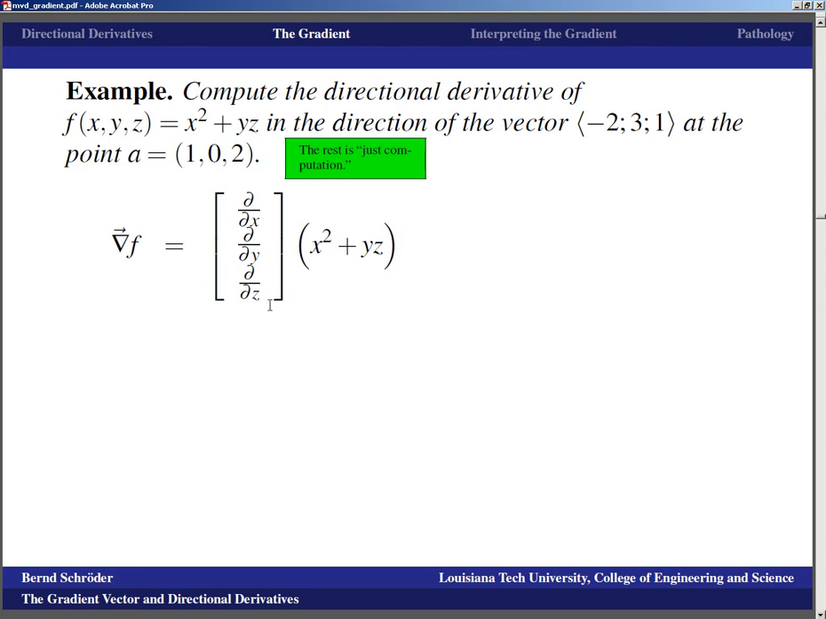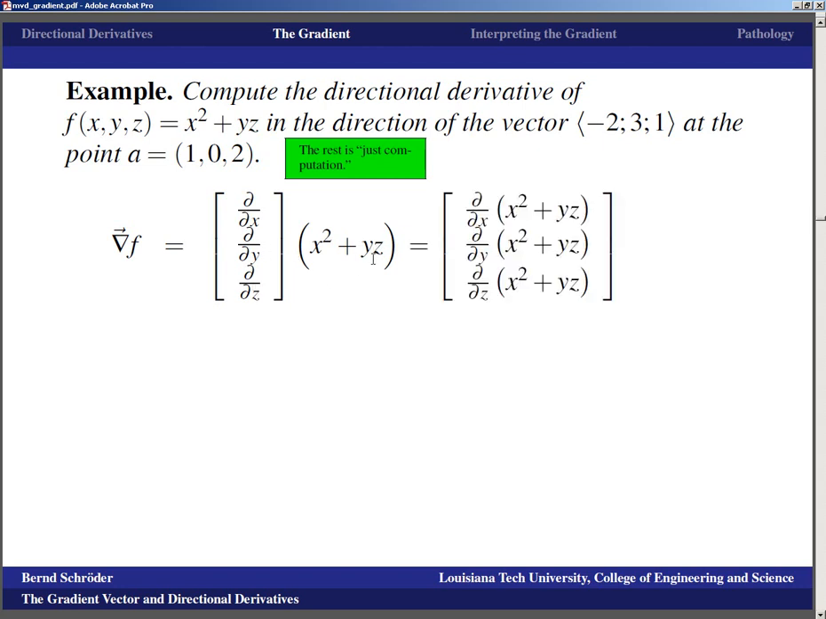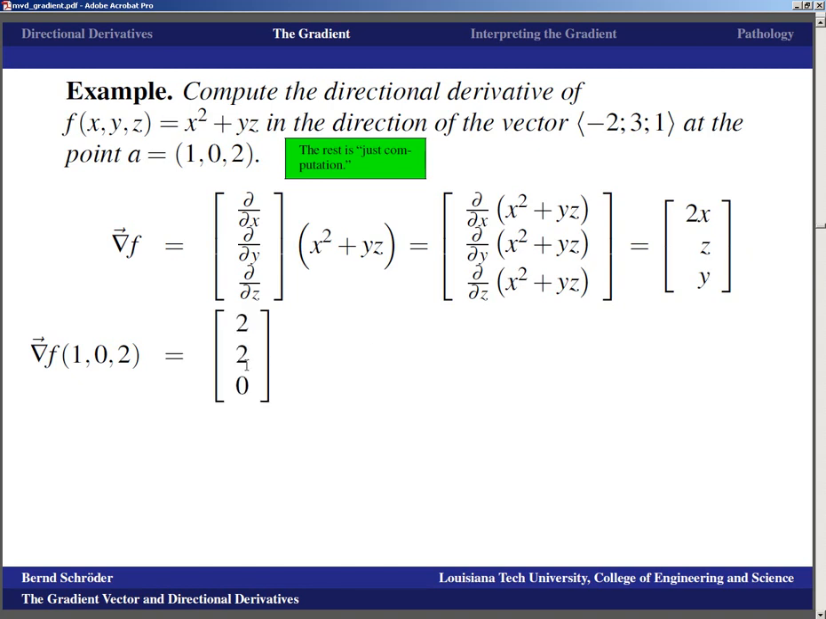Here, we're just going to compute, and what is this? Well, the x derivative is 2x, the y derivative is z, the z derivative is y. So we take those derivatives, just scalar multiplication, only that it happens from the right here, which technically is a little bit unclean, but hey, we can do that. And then it's 2x, z, and y. We need the gradient at the point 1, 0, 2. Well, 2 times 1 is 2, 2 is 2, and 0 is 0, so this is 2, 2, 0.